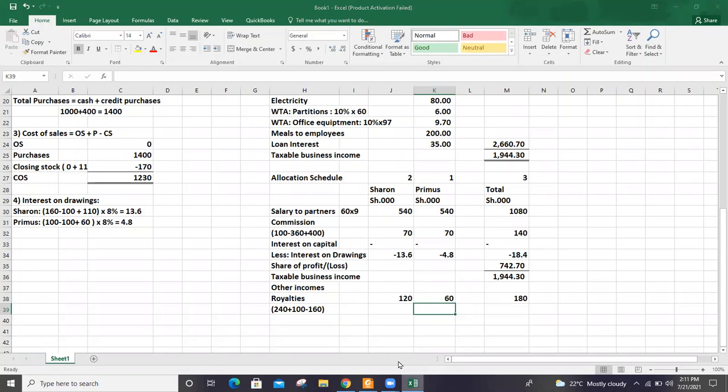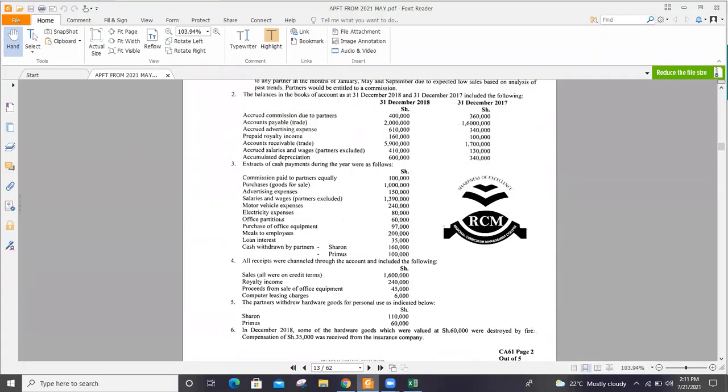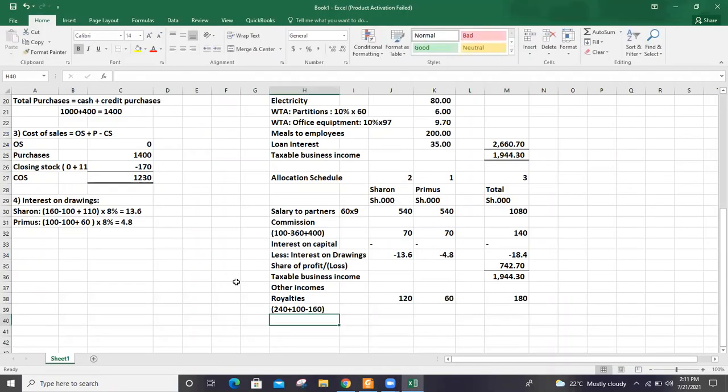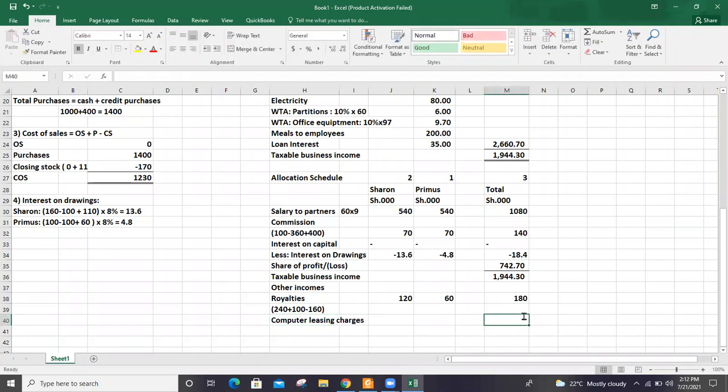Do you have any other income again? We had computer leasing charges. The total was 6,000. So 6 times 2 divided by 3 is 4 for this one, and this one is 2.